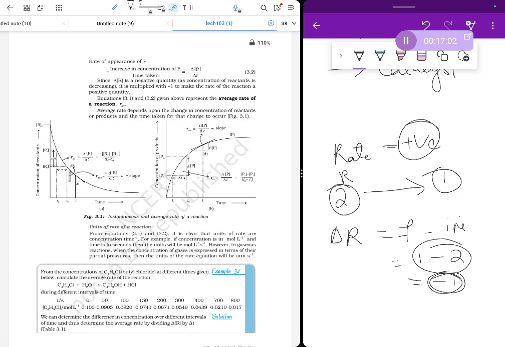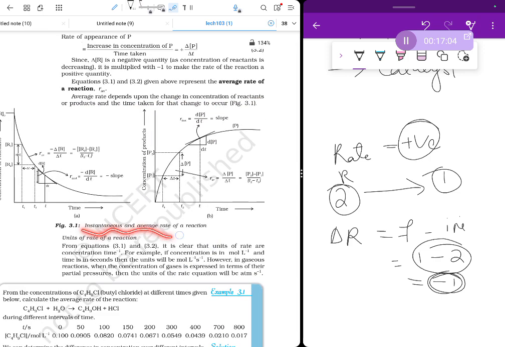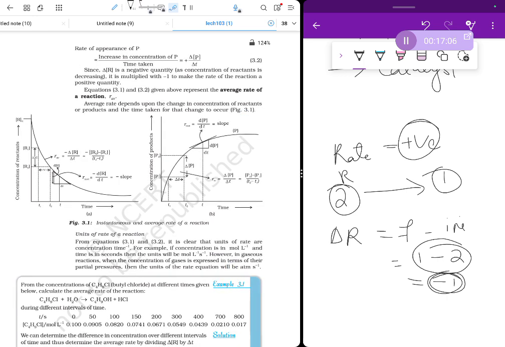So, instantaneous and average rate of a reaction: you can see here there is a graph given for instantaneous and average rate. You can see that this axis is R, the concentration, and this is time t, so the initial concentration of R is this one.